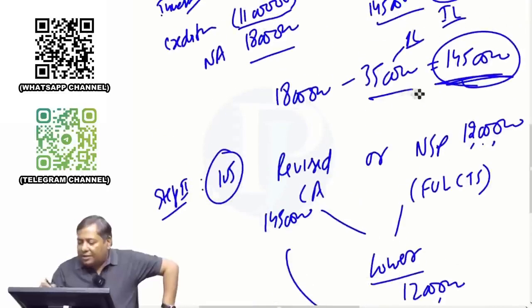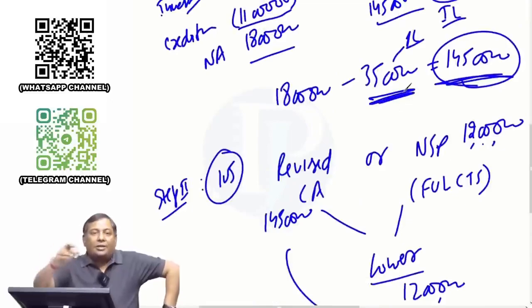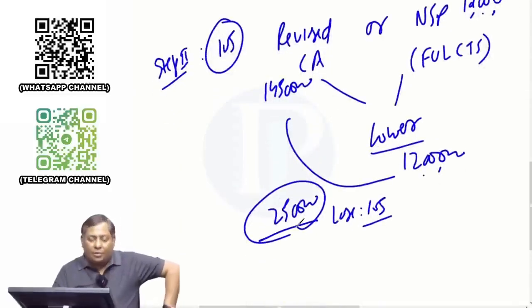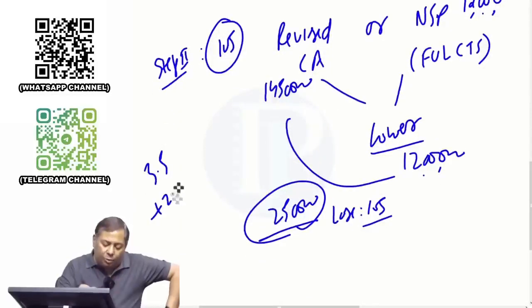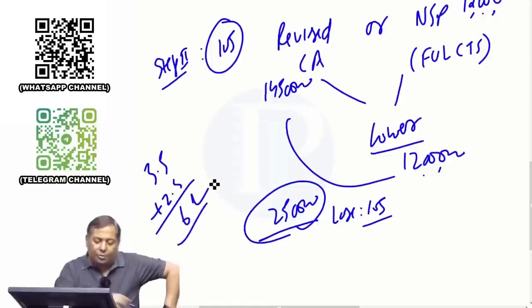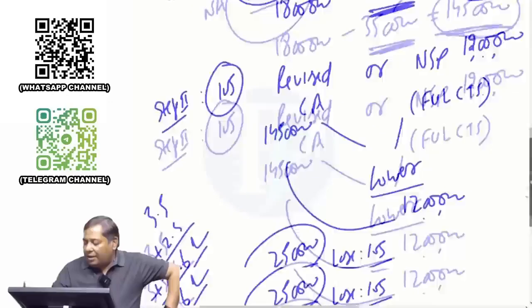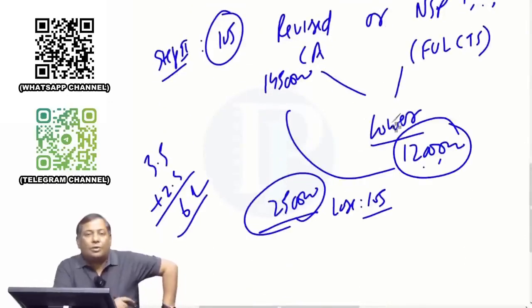So here the loss of 3.5 lakh rupees is the loss of Ind AS 36 and Ind AS 109. Loss of 2.5 lakhs is a loss of 105. 3.5 plus 2.5, total loss 6 lakhs. Why? You started from 18 lakhs and now you are at 12 lakhs, within 2 steps.